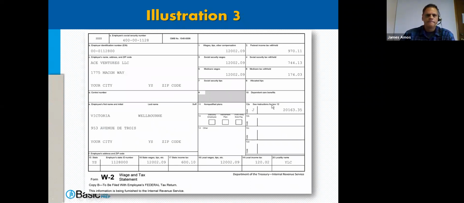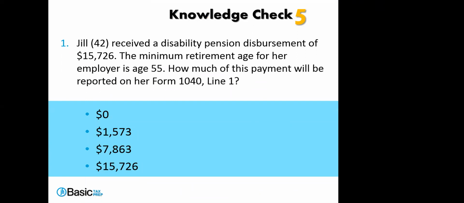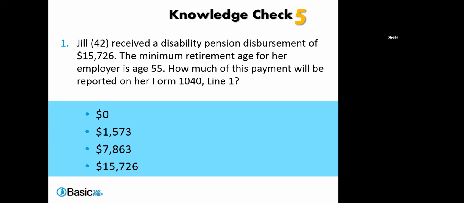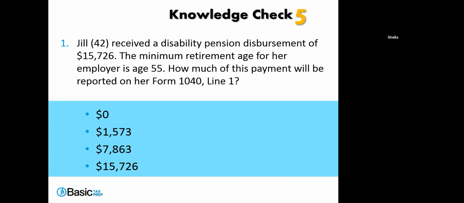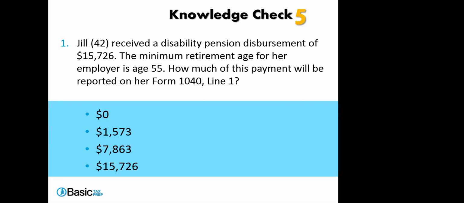Okay. All right. So now we're ready, I think. Jill, 42, received a disability pension disbursement of $15,726. The minimum retirement age for her employer is age 55. So first of all, is Jill of retirement age yet? No. But she is receiving a pension before she's of retirement age. Right. So how much is she going to report on Form 1040 line 1, which is the line for wages, tips, and other earned income? 15,726. That's exactly right. Perfect.